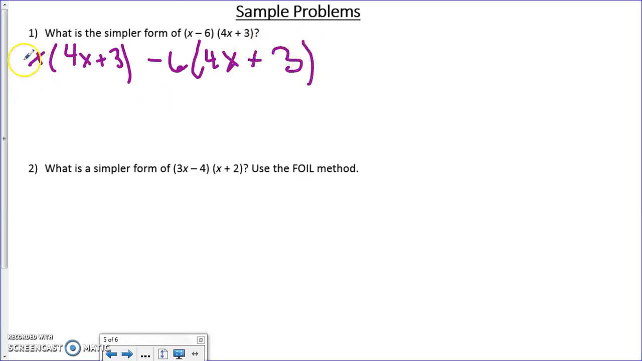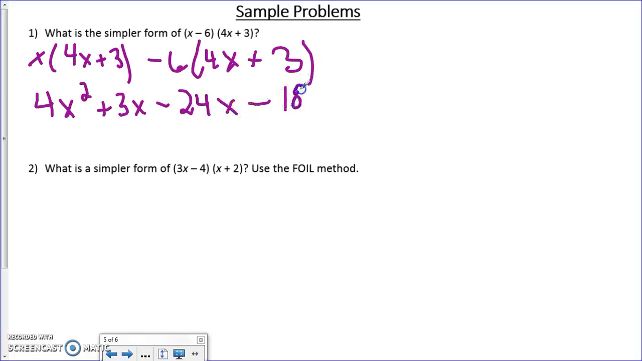So when I distribute an x, I get 4x squared plus 3x. When I distribute negative 6, I'm going to get negative 24x minus 18. And I have 4 terms, and my like terms should be the 2 middle ones, and they are. So my final answer is going to be 4x squared minus 21x minus 18. Okay?